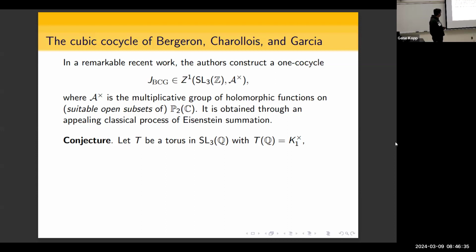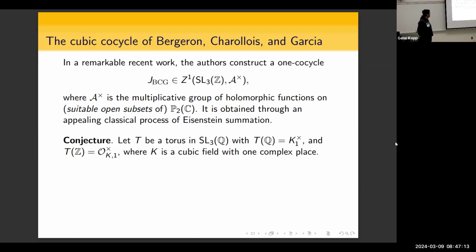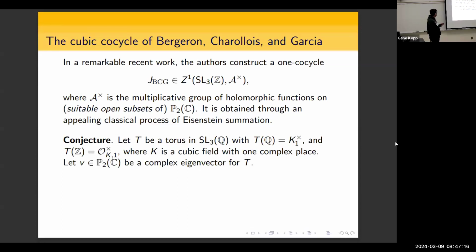And what they conjecture is that if T is a torus in SL3Q, meaning a rational torus in SL3 corresponds to a maximal commutative algebraic group, its rational points correspond to the elements of norm 1 in an étale algebra over Q. And I'm going to assume that this étale algebra is actually just a field, so a cubic field. Then the integer points are just the units in that cubic field. And they focus particularly on the case where this torus corresponds to a cubic field with one complex place. And then the group of relative units is actually of rank 1, like for real quadratic fields.